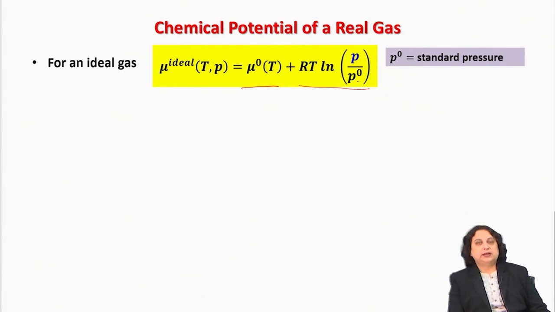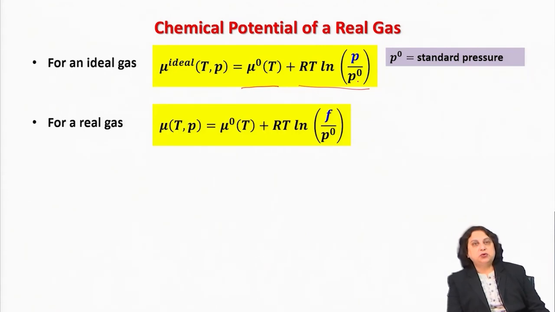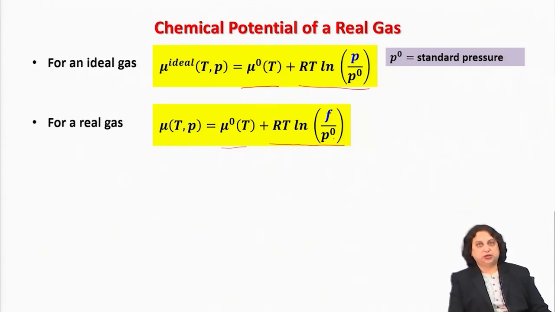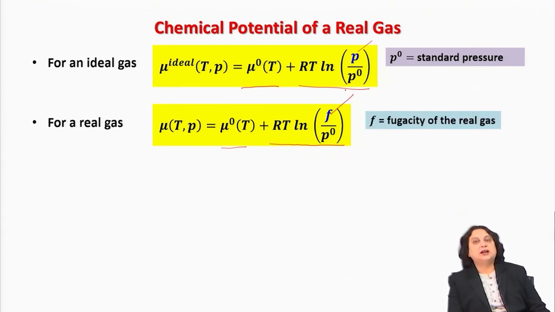Now, the argument is I would like to preserve this form of the equation even for a real gas. So, in that case, mu at T and P would be written once again as mu naught T plus RT ln of some ratio, where instead of P, which appeared for an ideal gas, I am going to introduce a new quantity, an analog of pressure for the real gas, and I will call it the fugacity of the real gas.